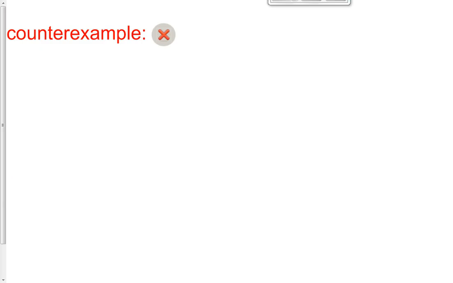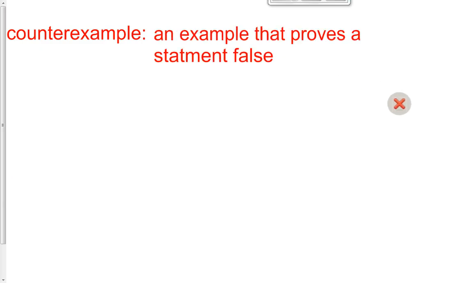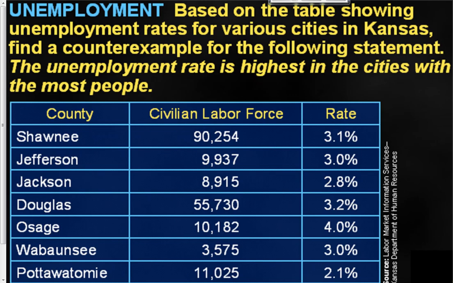A counterexample. A counterexample is an example that proves a statement false. If statements are either true or false, it only takes one counterexample to prove a whole statement false. Unless a statement can be proven true in every single instance, it's false if it can be proven false in just one instance.